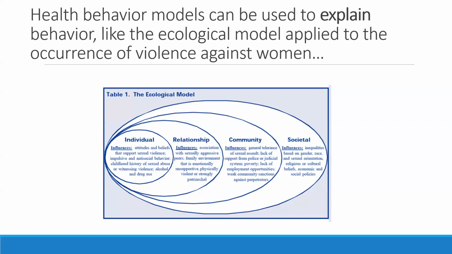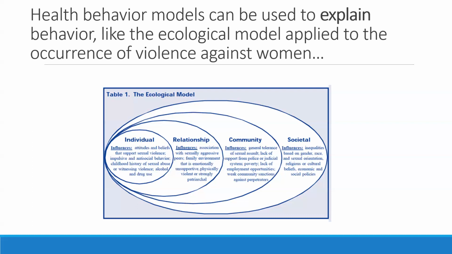The community level, this would be general tolerance of sexual assault. This would be that it's maybe normalized, it's viewed as something that happens behind closed doors and is a personal issue that families should deal with, and that the legal system should not. Lack of support from police or the judicial system is another example of that. Poverty, a lack of employment opportunities, weak community sanctions against perpetrators. So this at the community level creates a social environment where these things happen and there are no consequences.